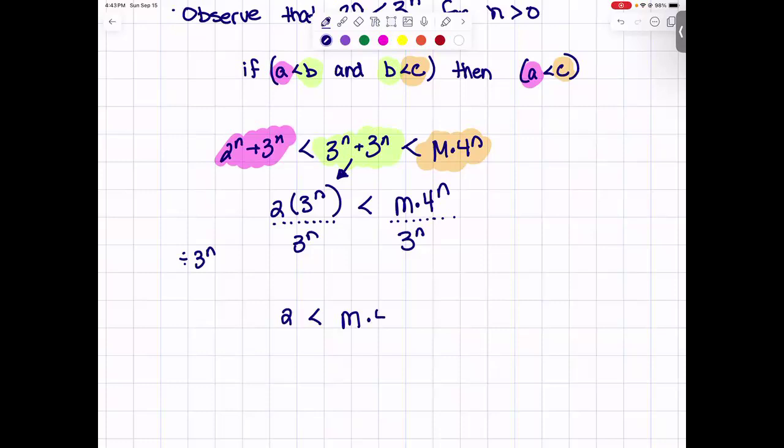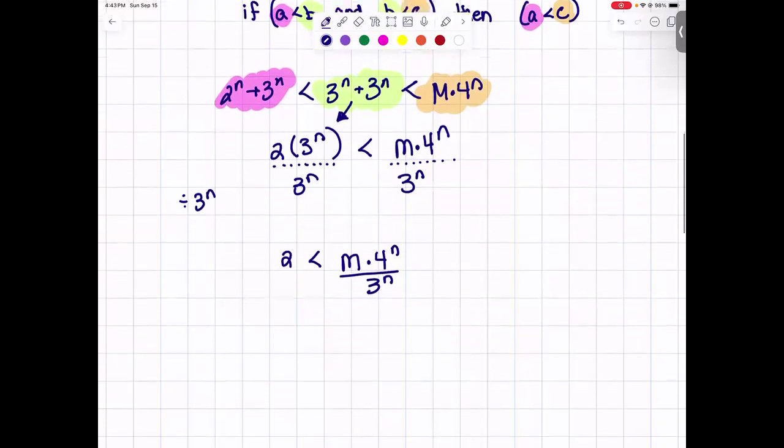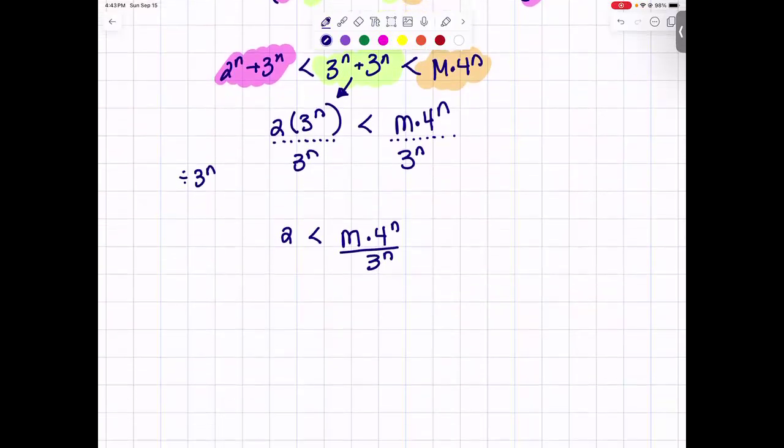M times 4^n over 3^n. Now, it's possible that this right now is looking not that helpful, but let's rewrite this statement. It can be written as m times (4/3)^n, like this. And we're about to see why this is going to be helpful.